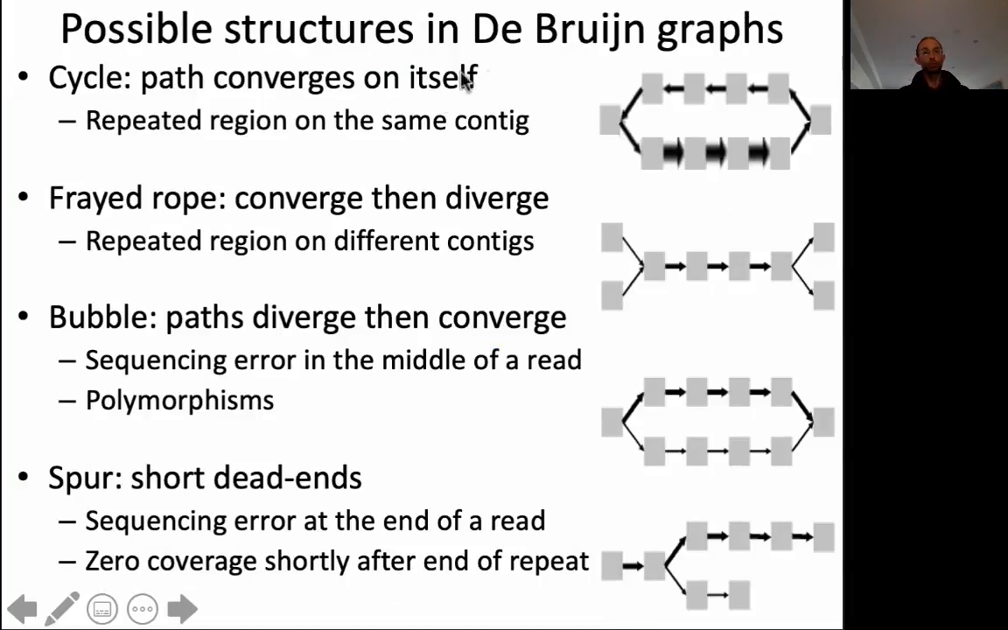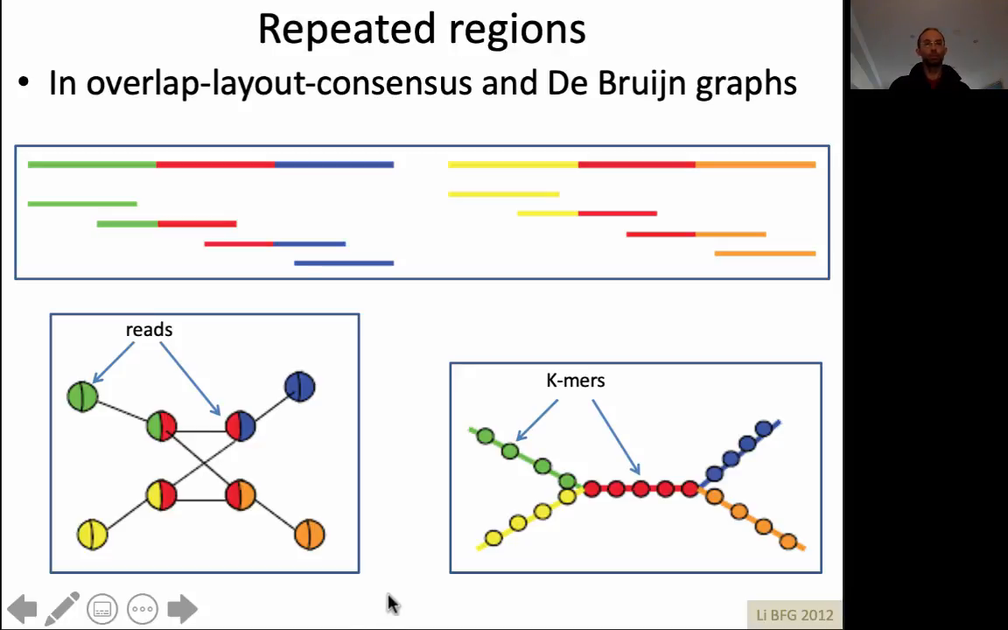Okay, so here's an overview of some of the structures that might be present in the De Bruijn graphs. We've already talked about the cycles, and this represents a region in the genome that's present twice, a repeated region, in the same contig. So this path goes through this region twice. Then there's structures such as frayed ropes, bubbles, and spurs, and they all represent different types of problems or things that need to be resolved by the assembly programs. But I want to go a bit deeper into the repeats specifically.